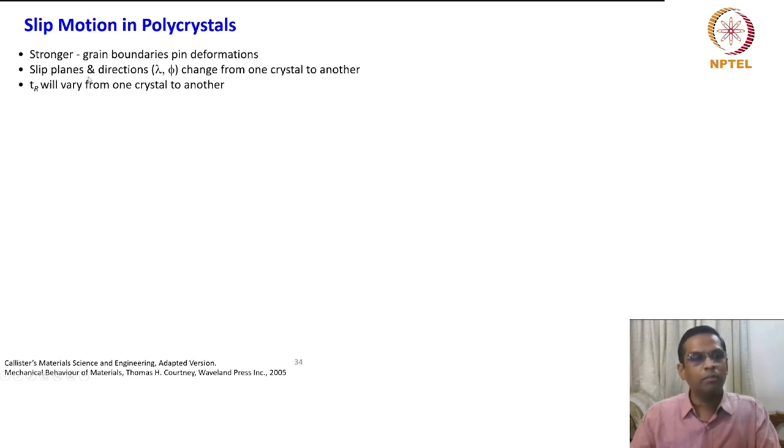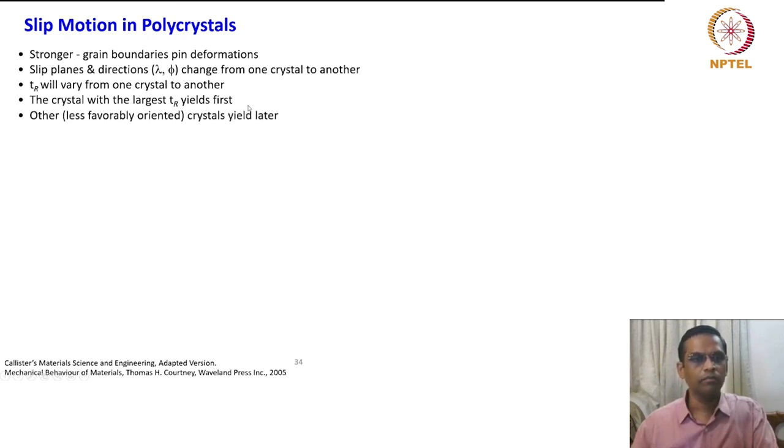The second important point is the slip planes and directions, which are characterized by the parameters lambda and phi, which is very different from one crystal to the other. Okay, so the tau r, this is a typo here, this is not tr, tau r will vary from one crystal to other, that is, critical resolved shear stress will vary from one crystal to other. The crystal with the largest tau r yields first. Other crystals which are less favorably oriented yield later.